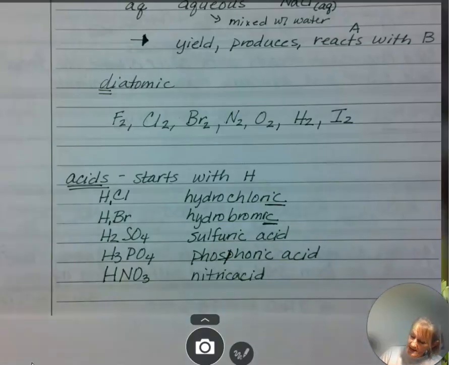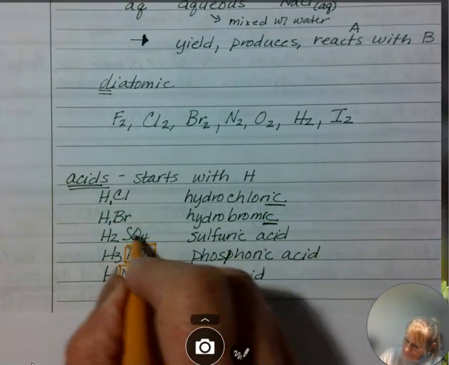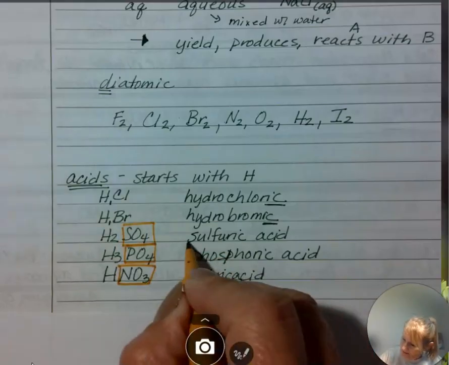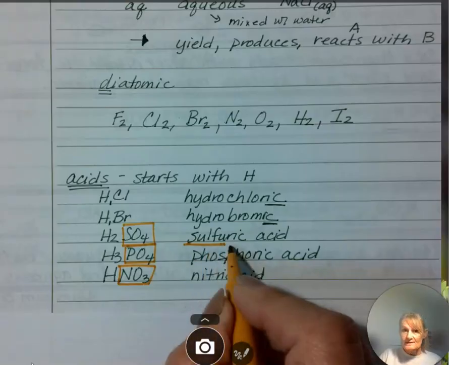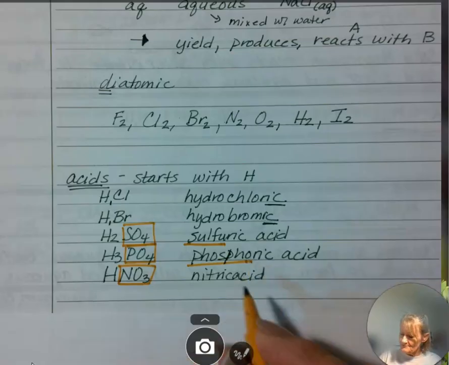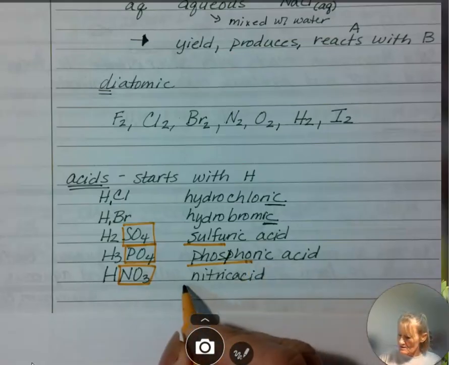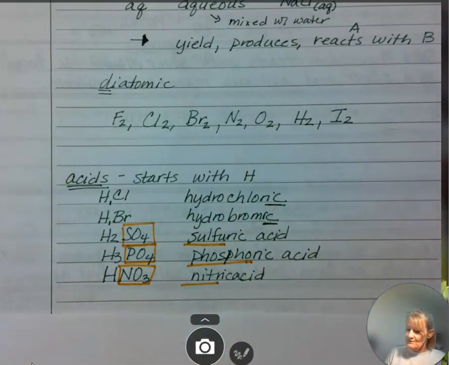So again, when they have the polyatomic, okay, then this is, again, sulfate, and so we call it sulfuric. Phosphate, so we call it phosphoric. Nitrate, so we call it nitric. Okay, so kind of remember that rule.